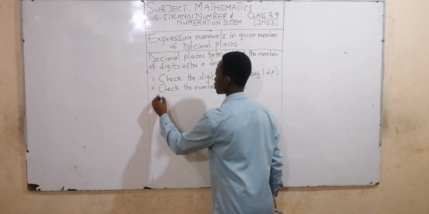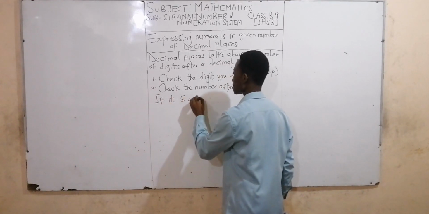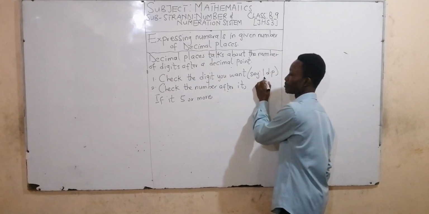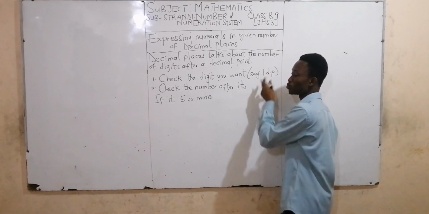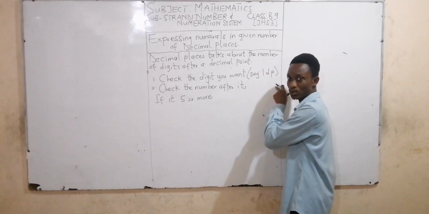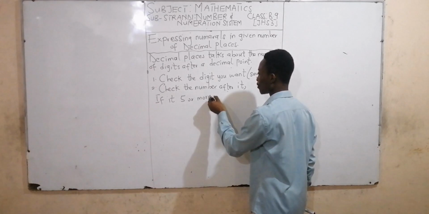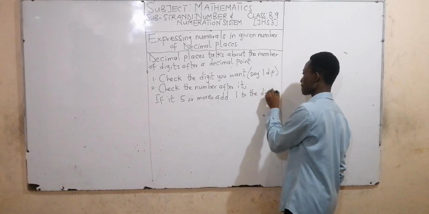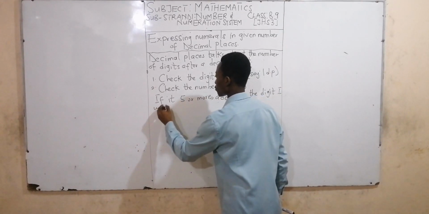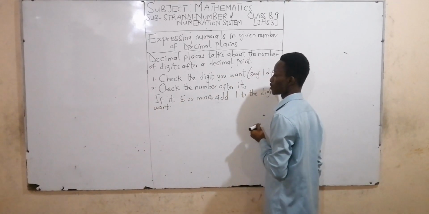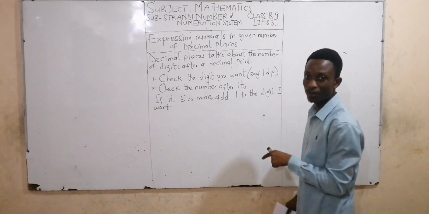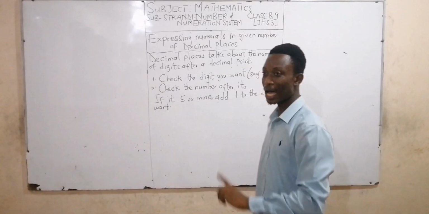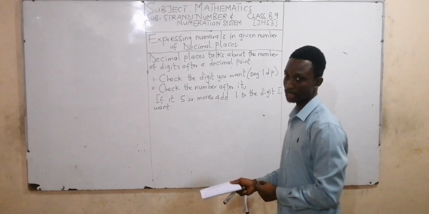Now, if it is 5 or more, if the number after what you want is 5 or more, so I want one decimal place. Good. So the number after it will be the second decimal place. So when I check and that number is 5 or more, then I add 1 to the digit I want. So if what comes after what I want on the 1 decimal place is 5 or more, that is 5, 6, 7, 8, 9, then I add 1 to the digit I want, which we'll do an illustration very soon.